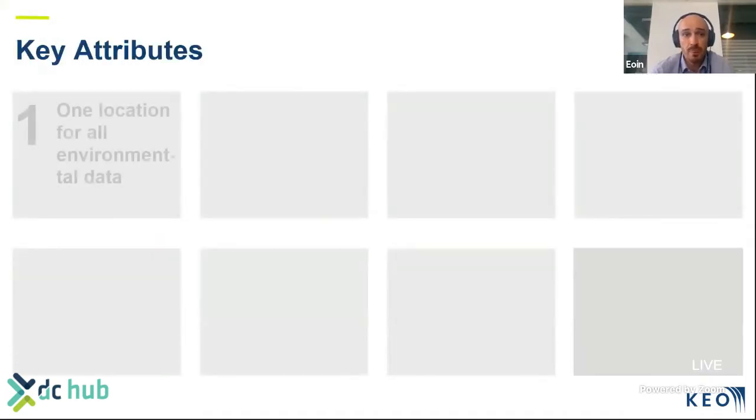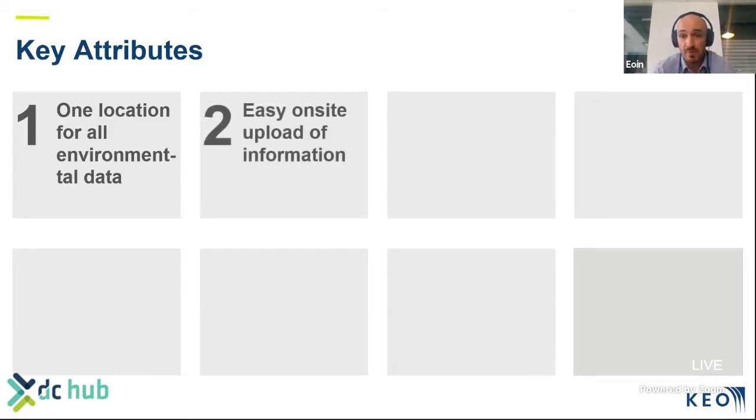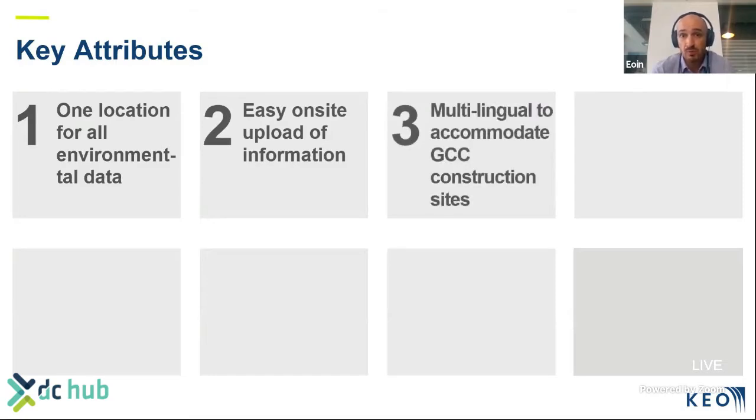So the key attributes: it's one location for all environmental data. So there are no more variety of spreadsheets, no more individual reporting. It's a one-stop shop for all data that you want to monitor. It's easy on-site upload of information, obviously saving time. It's multilingual, which we found to be really key on a lot of the sites in the Middle East. We have a variety of languages, dialects, etc. So we've made the tool multilingual across the region.